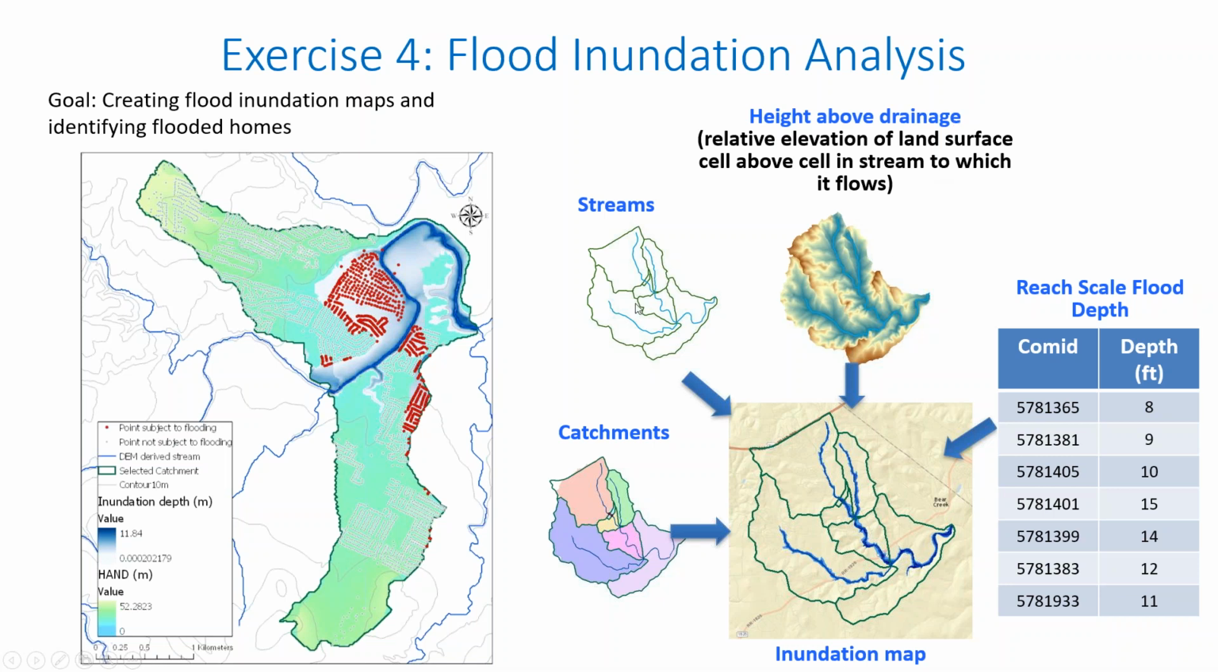When you take that combined with the streams, you've got the height above drainage shown there. You can look at the streams as well as the catchments. And then if you've got a model that's providing the depth of flow in each of those streams, you can then map the grid cells that are less than that depth of flow. You can identify what houses may be in that area that's inundated and how deep the water is.